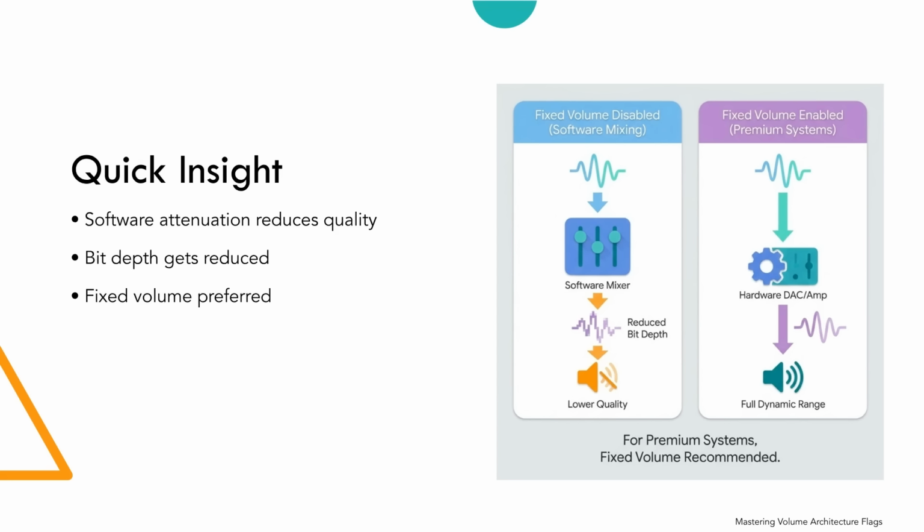When you leave fixed volume disabled, the software mixer attenuates the audio signal. This reduces effective bit depth before sound reaches hardware. Over time, this can reduce dynamic range and lower perceived audio quality. For premium systems, fixed volume is always recommended.